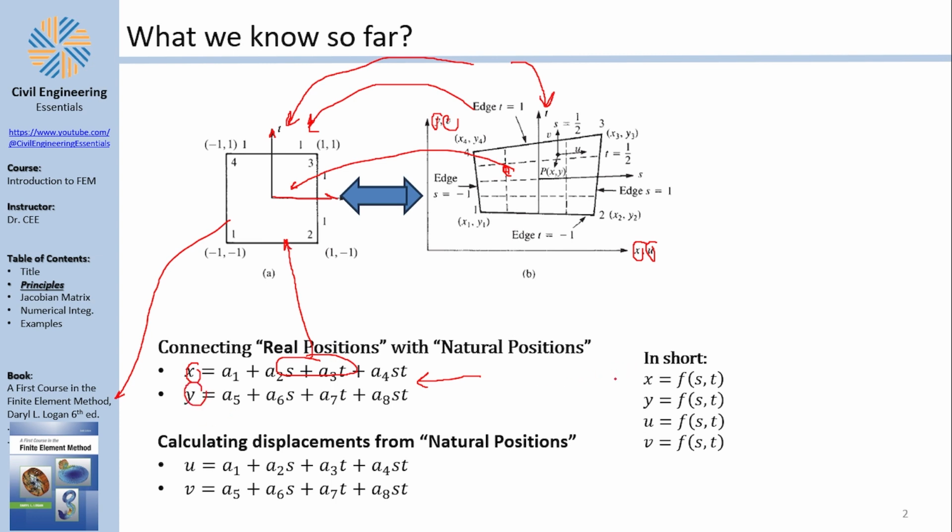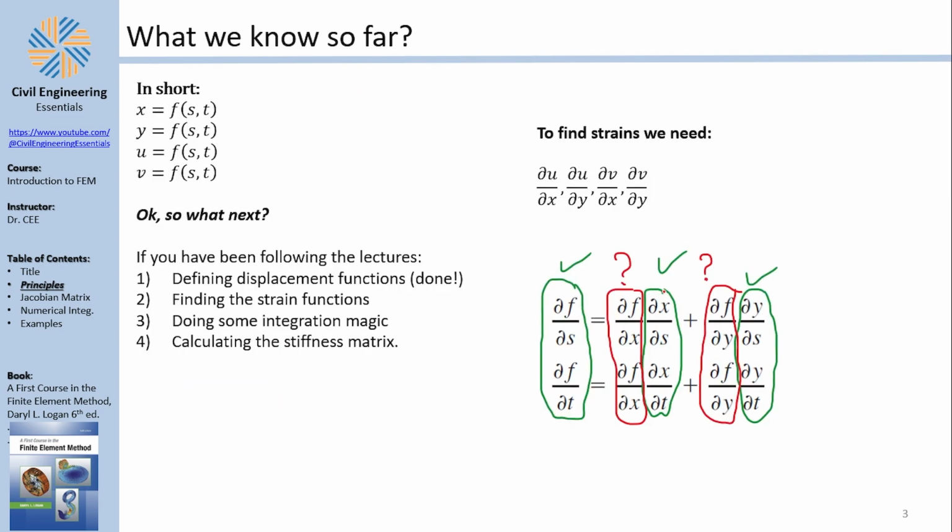So in short, x is a function of S and T, and y is again a function of S and T. Similarly, I'm going to connect u using the S and T coordinates, so that is again projection and back projection, with regard not only to the coordinates but also to the displacements or degrees of freedom. So now we have x, y, u, and v, each as a function of S and T. So how do we continue?